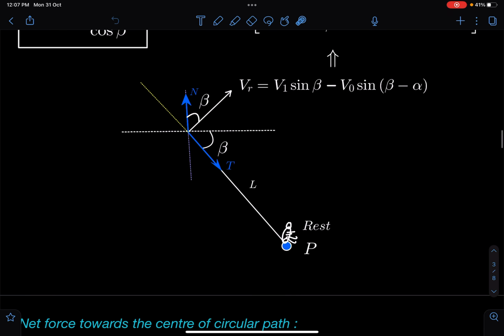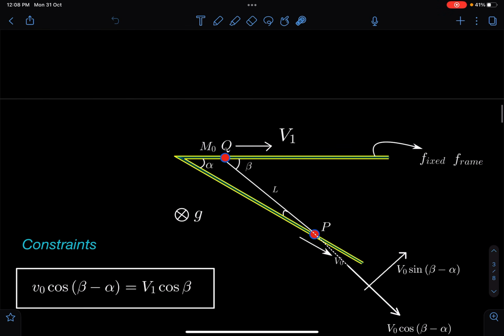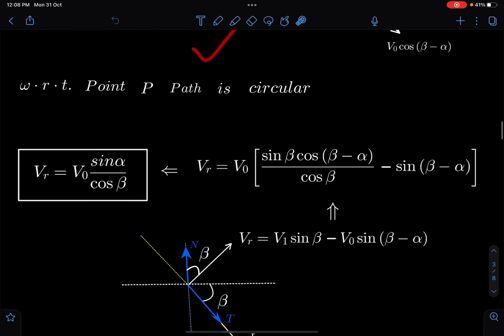So now if you look at this part, I am observing from here, and this velocity v relative, along the length of the string it is going to be 0, so no need to consider this. Earlier this was v1 and its component is v1 sine beta, and here this was having velocity v naught sine of beta minus alpha. So we will reverse it. So v relative with respect to this point, we are going to get v1 sine beta minus v naught sine of beta minus alpha.